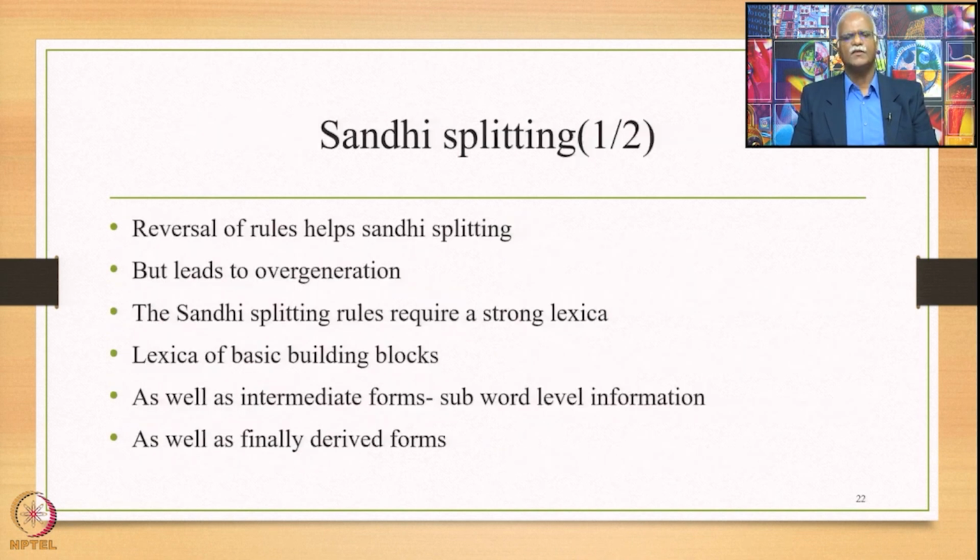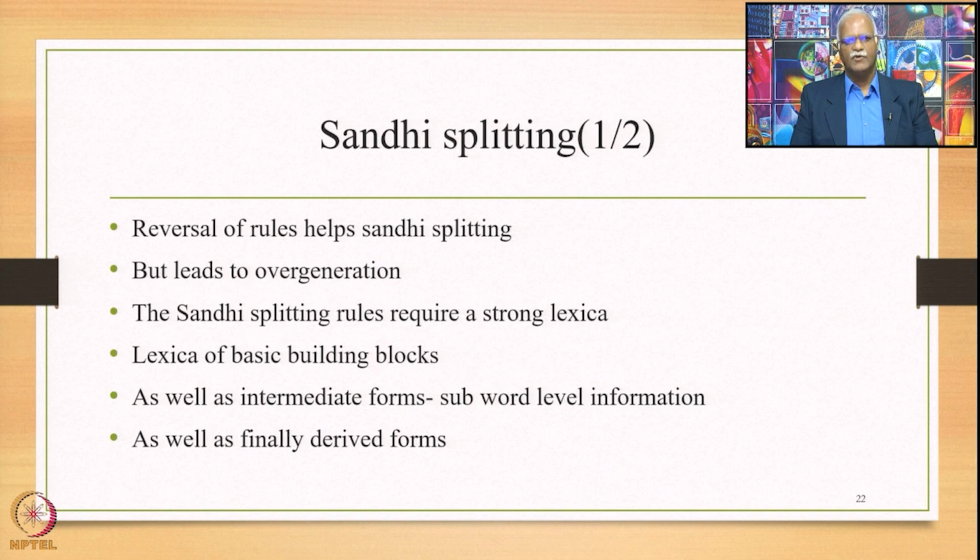Now let us look at sandhi splitting. So we have so far studied the sutras with the help of which sandhi is generated. We also in this lecture studied some examples where sandhi got generated. Now let us talk about sandhi splitting. Simply reversal of rules will help sandhi splitting. This is quite simple, but there are problems. The major problem is overgeneration.